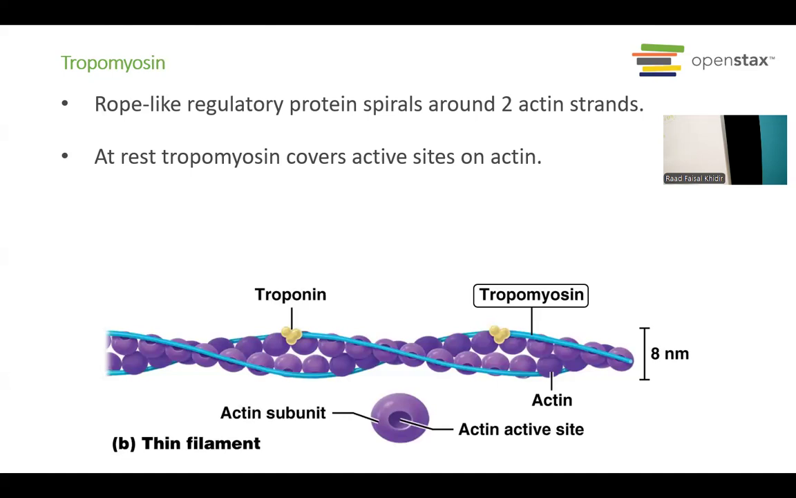Who's covering the holes? You see the holes are covered, so the golf head, the myosin head, cannot go in the hole because it is covered by tropomyosin. And then when calcium comes, it's going to bind troponin. When calcium binds troponin, troponin is going to drag and remove the tropomyosin away, and then the hole is going to be open. When the hole is open, who's going to bind to it? The head of the myosin, very good.